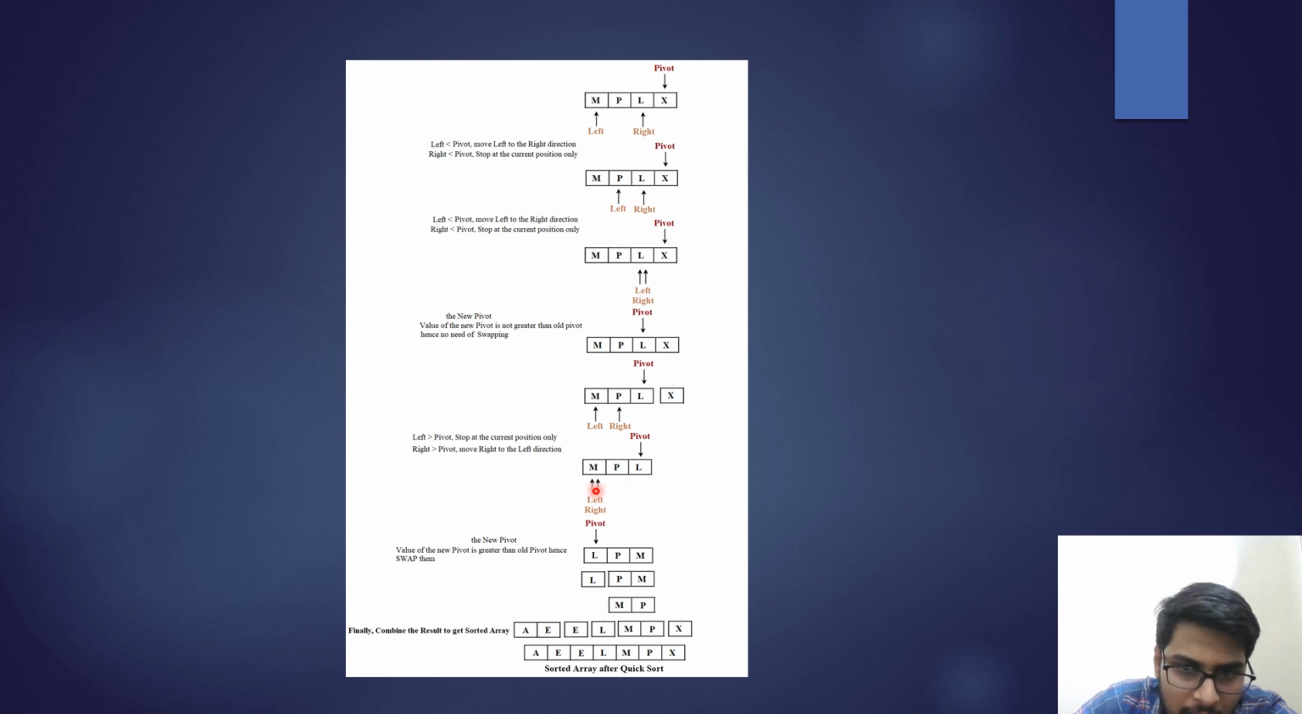Now M and L will be swapped, and L will move towards the left subarray, and P and M will both be compared, and M and P will be swapped because M is lesser than the P. Next, the final result combining all the sorted arrays is A, E, E, L, M, P, X.